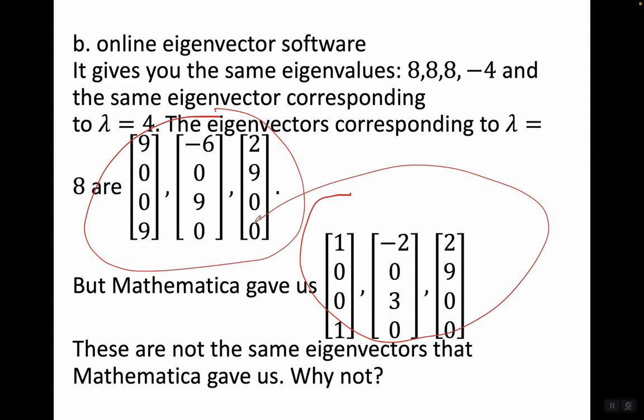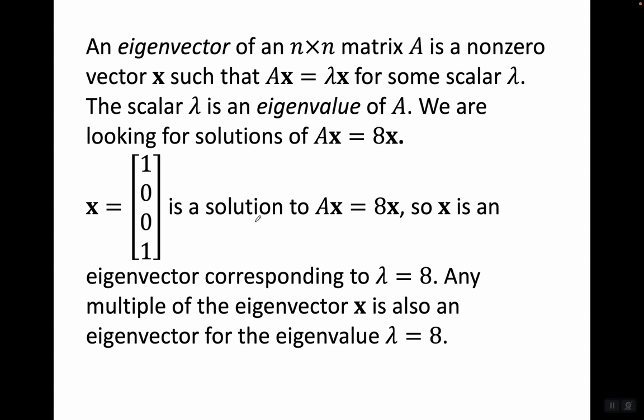Why not? Well, let's review what we mean by an eigenvector and an eigenvalue. An eigenvector of an n by n matrix A is a non-zero vector x such that Ax equals lambda x for some scalar lambda. The scalar lambda is called an eigenvalue of A. We are looking for solutions of Ax equals 8x because in this particular case, for this particular matrix, 8 is the eigenvalue. Well, x equals 1, 0, 0, 1 is a solution to Ax equals 8x, so x is an eigenvector corresponding to lambda equals 8. Any multiple of this eigenvector x is also an eigenvector for this eigenvalue lambda equals 8.